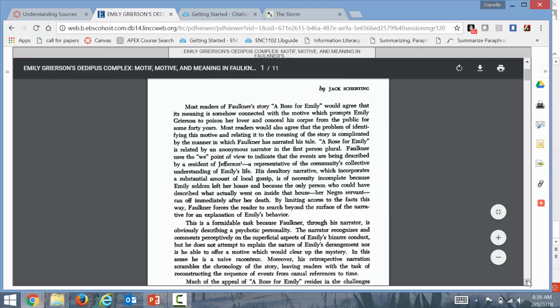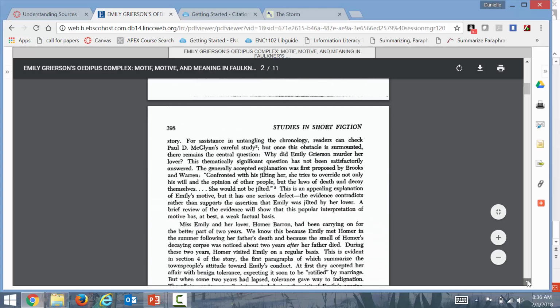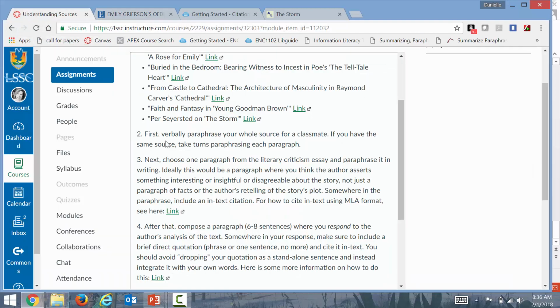and say, okay, this is what is happening in this paragraph. This is what the author is saying, putting it in your own words. And then the author is saying this, and then the author is saying this. So basically just going throughout the whole thing, page by page, slowly, and trying to understand what the author is saying. And that's just verbally. You don't have to do any writing for that.